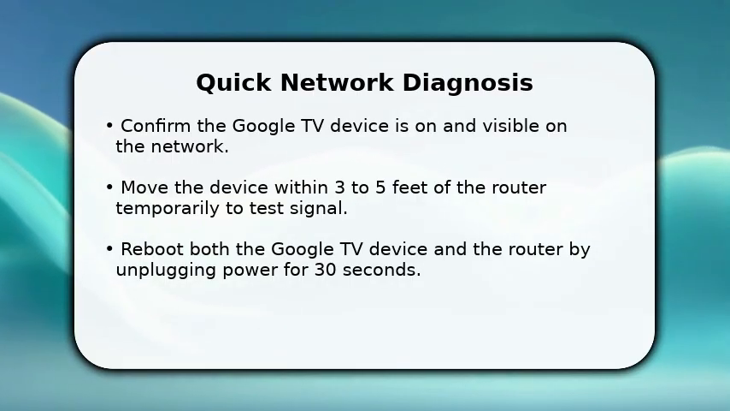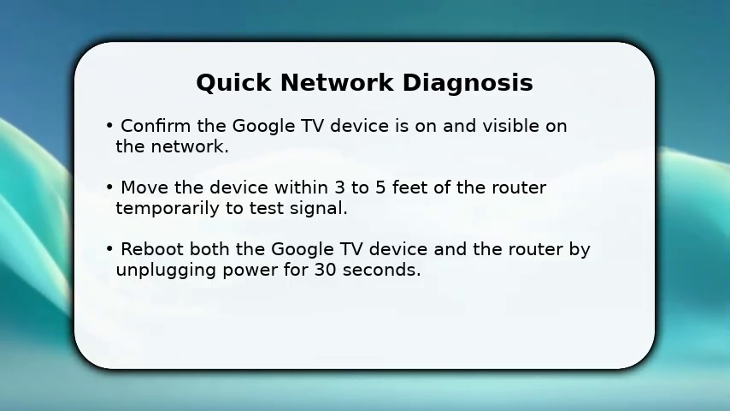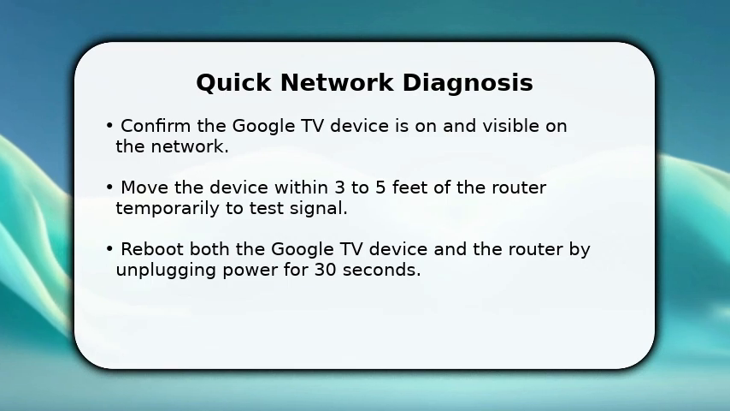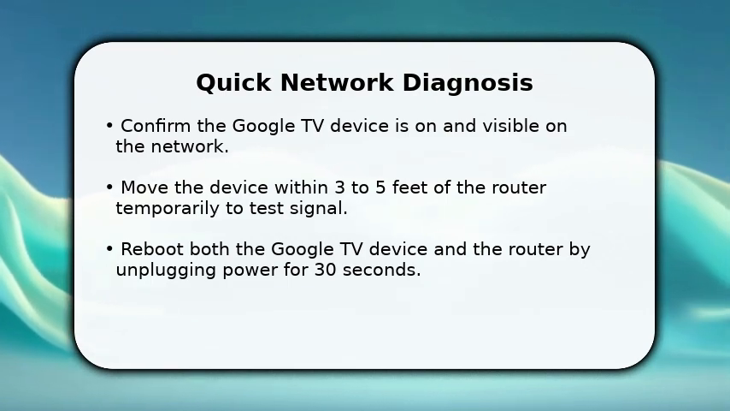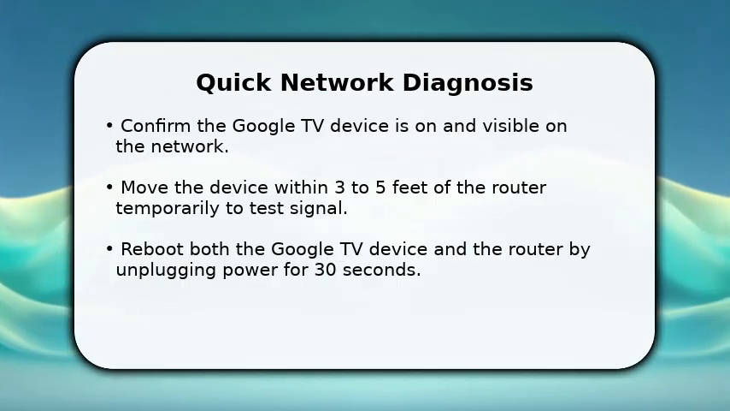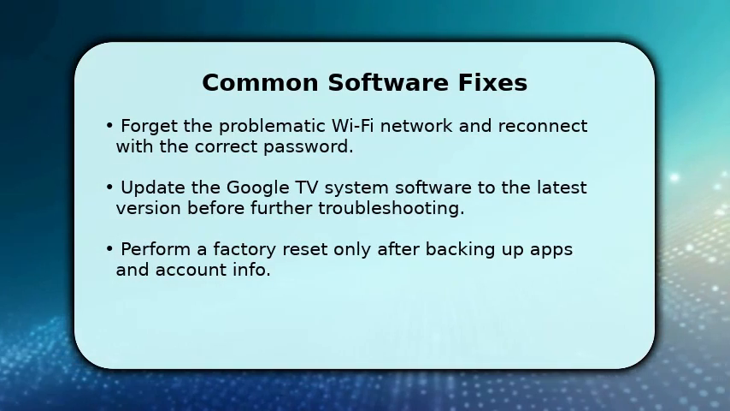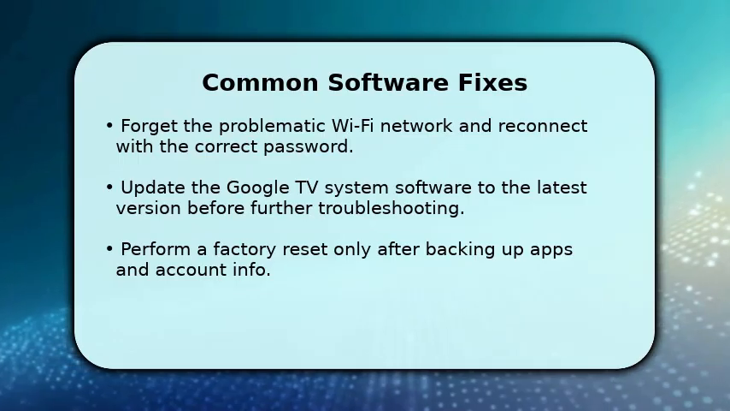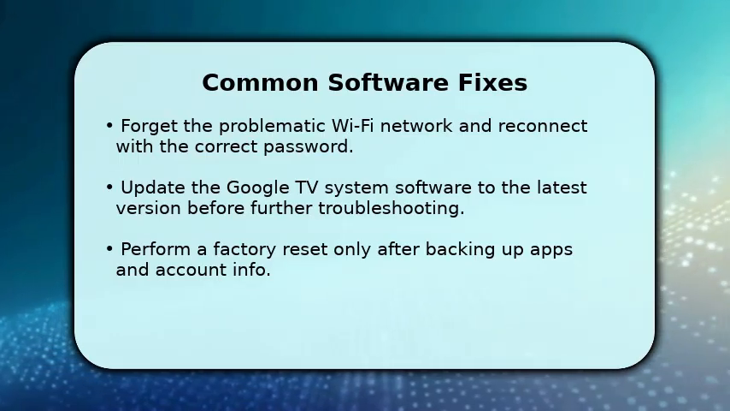Verify the Wi-Fi password is correct and that your router uses WPA2 or WPA3 security. Reboot both the Google TV device and the router by unplugging power for 30 seconds. If the device shows the network but cannot connect, forget the network and reconnect with the correct password.